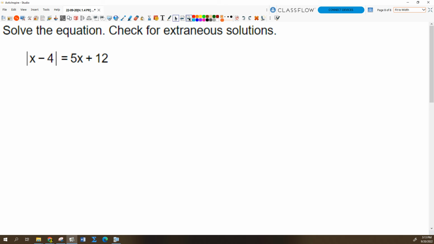Okay, so it's already isolated. What are the two equations I'm going to set up? The whole point of the split is to get rid of the absolute values, right? So x minus 4 equals negative 5x plus 12. You don't need the parentheses, to be honest, it'll come out the same thing. Or you could say whatever's inside, x minus 4, equals the opposite of what's outside. If I distribute the negative, I get negative 5x minus 12.